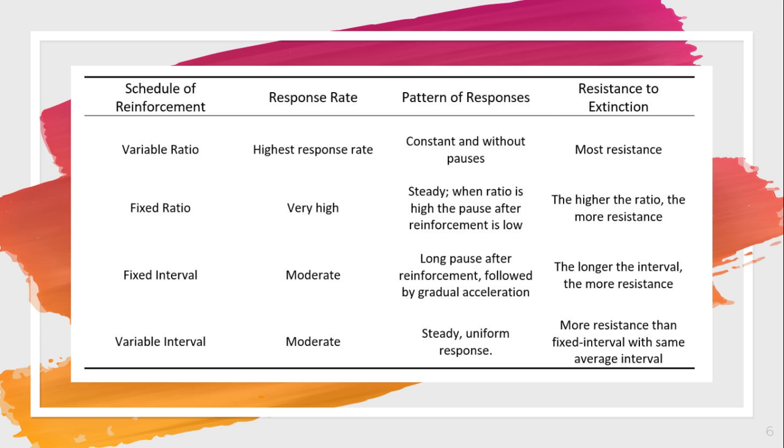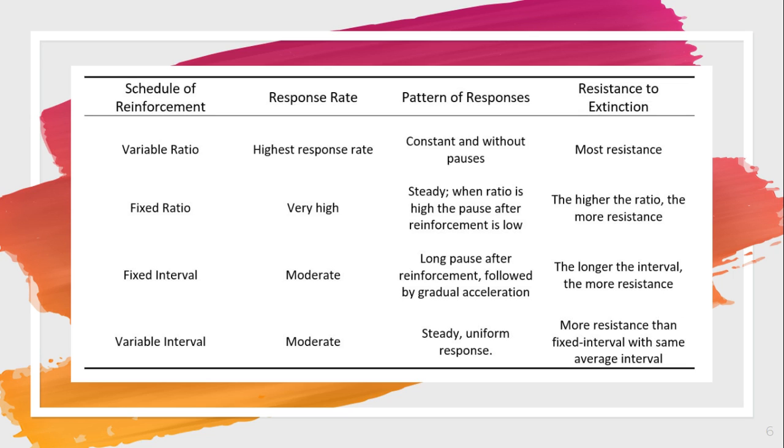Fixed ratio also has a high response rate, and this depends. The higher the ratio, the more resistance there is to extinction. So for example, a fixed ratio of 10 responses is going to be stronger than a fixed ratio of 5 responses. And then fixed interval and variable interval both have a moderate response rate. In fixed interval, the longer the interval, the more resistance to extinction. So if it's a fixed interval of 15 minutes, that's going to be stronger than a fixed interval of 10 minutes. And it's similar for variable interval.